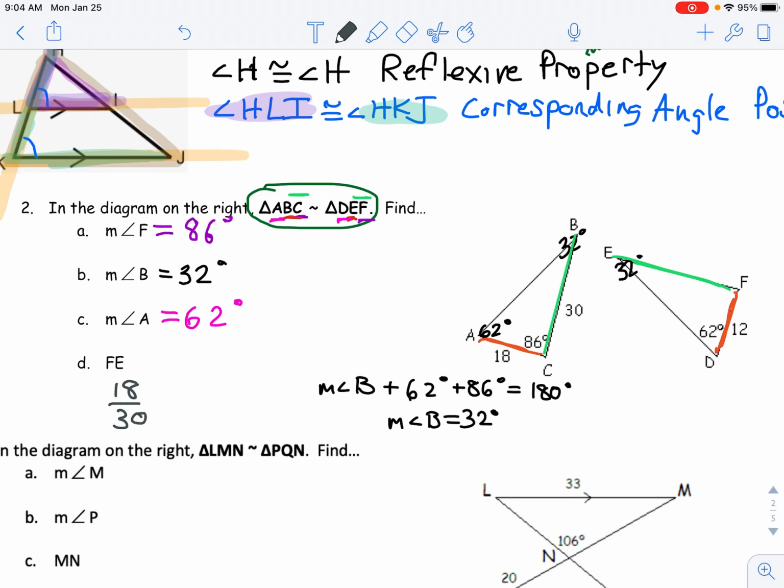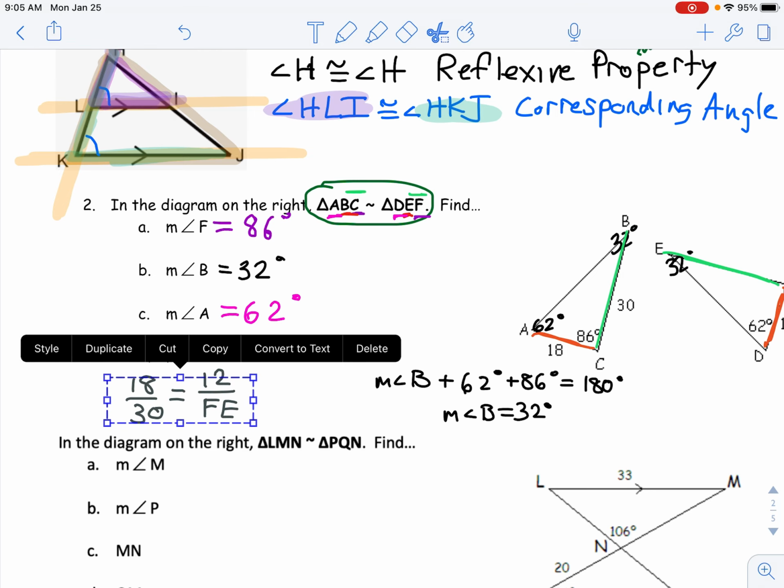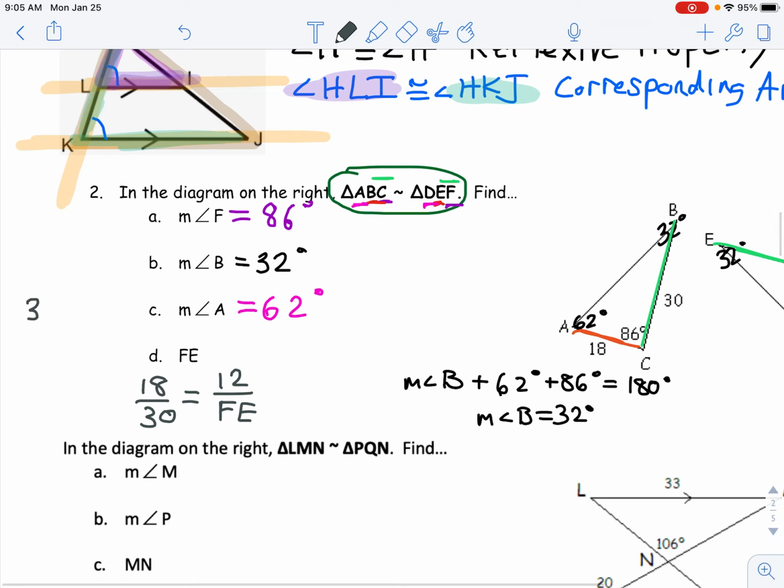So I'm just going to do 18 over 30. All right. 18 over 30. Well, that 18 corresponds to 12, so 12 will be on top, and then FE is what I need to find. All right. So this is the ratio proportion I wrote by myself. Remember, all that matters is that we match up corresponding parts. Like, you could have 30 over 18 equals FE over 12. Corresponding parts still match up, it just flipped.